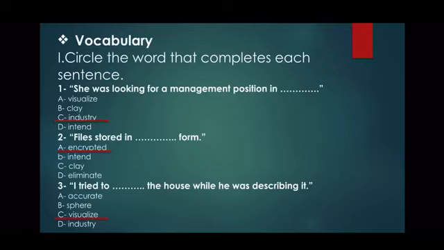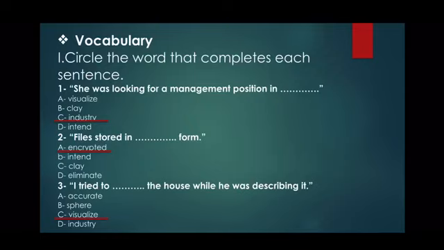For example, she was looking for a management position in, of course, industry. I can't say she was looking for a management position in clay. It is simply wrong. So you're going to choose the suitable answer, the perfect answer, which continues the sentence, which is industry. So position in industry.